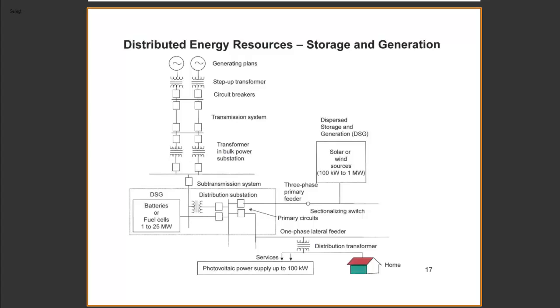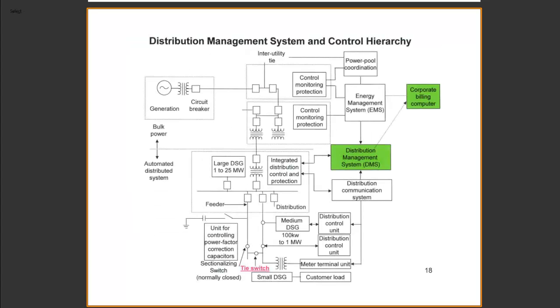This is the communication infrastructure that I mentioned in lecture 3 before. You have the distribution management system and the corporate billing computer to deal with the energy bill for each customer, and the interaction between this operational center and the customer billing center, how they coordinate about the energy consumption and all that.